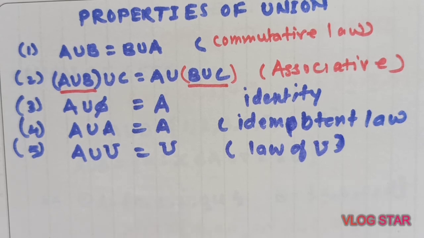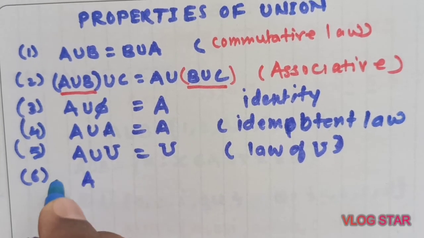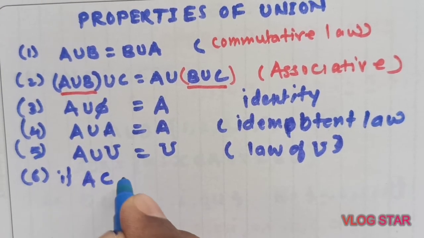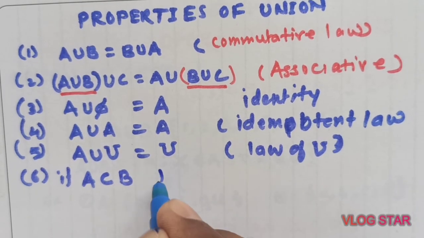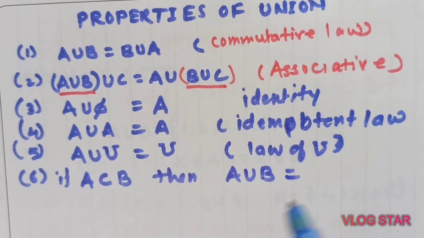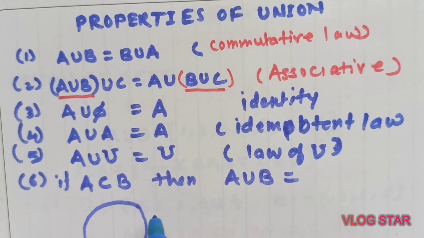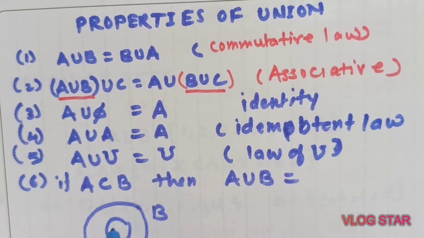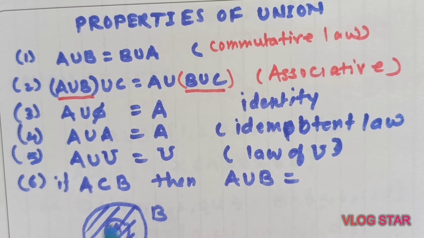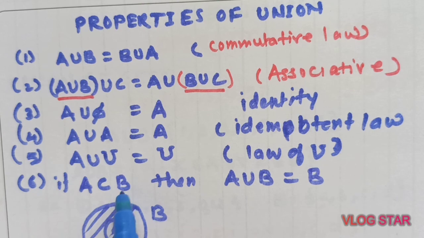If I take one more property, suppose the condition A is a subset of B is applicable, then you tell me what is A union B. A is a subset of B means if this is B, A is inside that, and if I combine A union B, it is the whole B. So A union B becomes B, as the bigger set becomes the union.